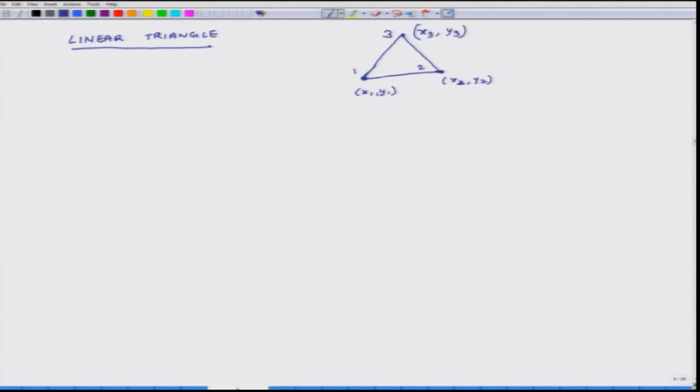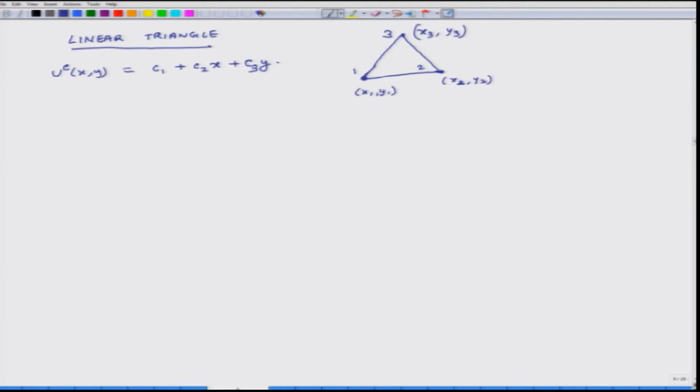And what we are interested in is figuring out how u^e, which is a function of x and y, varies over this element. If it is a linear element and a triangular element, then it will have 3 unknown constants. So, u^e will equal C1 plus C2x plus C3y.